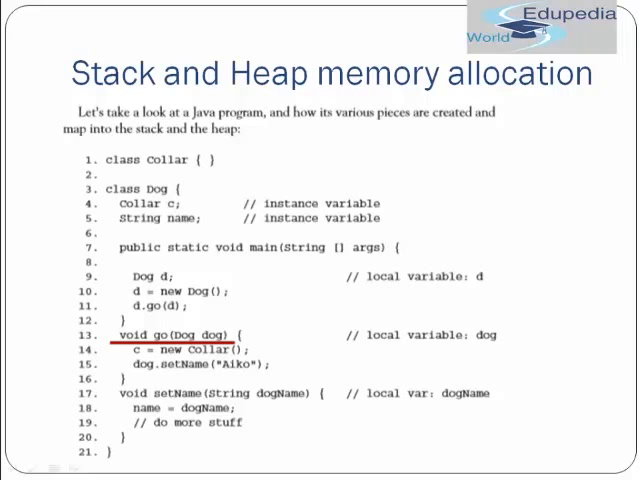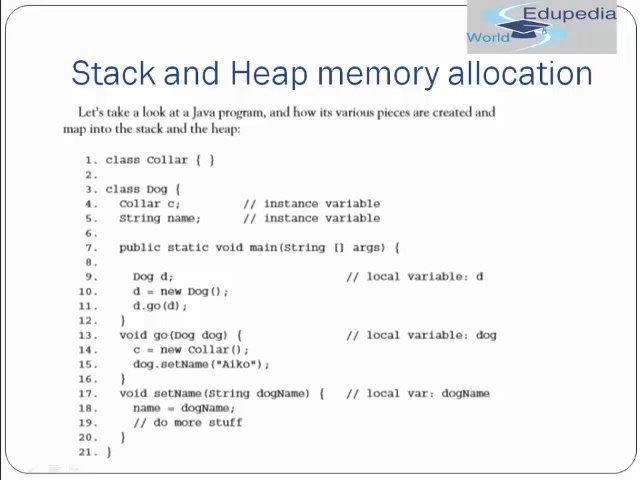After that, let's go to the go method, which is line number 13. Inside the go method, which is void go(Dog dog), it's taking Dog as a parameter. So over here, the dog will be a local variable of the method go. After that, we are doing c is equal to new Caller. So over here, we are creating the object of Caller, the reference that was present in the Dog class. So note that c is not a local variable. Why so? Because it's an instance variable that is created in class Dog. Then we are doing dog.setName("ICO"). Then we are setting the name of dog over here.